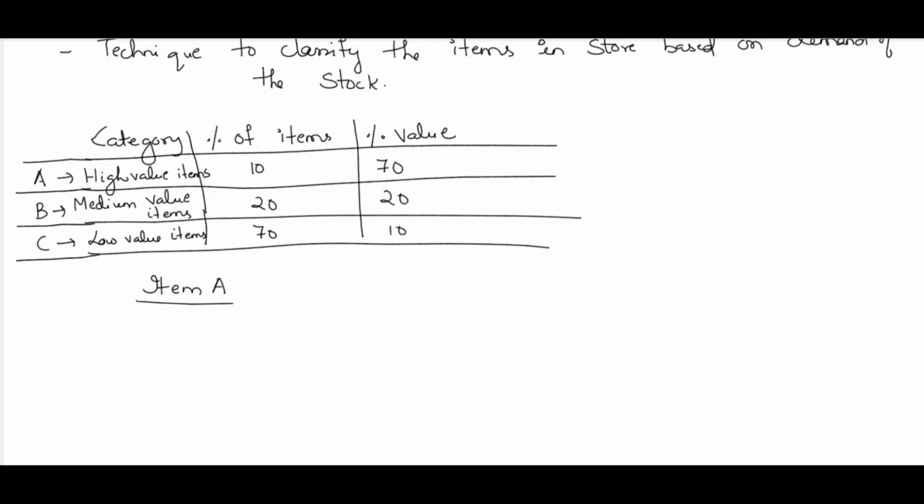Let me tell you about item A. These are the most important items of the company, and it accounts for about 10% of the total inventory items, as I have already told you. It should be ordered in small quantities, because these are very costly. So these have very tight inventory control. It consumes about 70 to 80%, 70% I've told you, of the total investment in inventory. So it should be ordered in very small quantities.